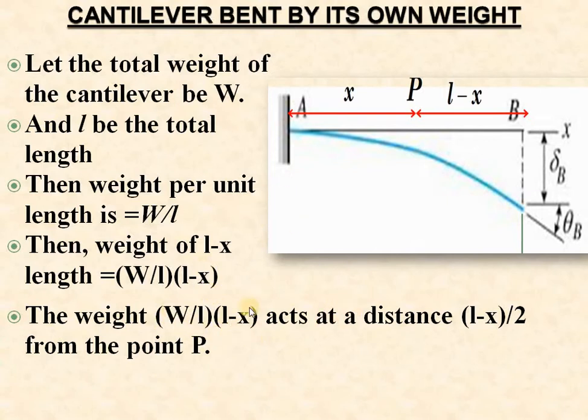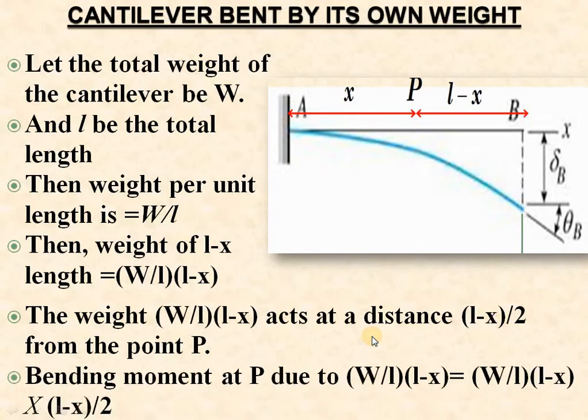Obviously you can see from the figure that the weight W by L into L minus x acts at a distance of L minus x by 2 from the point. Why do we take L minus x by 2? Because if you take the point closer to P, it is not contributing, whereas if you take the point at B, it is contributing heavily to the bending. So the average is taken, which takes into account the initial points as well as the end points. So the average is L minus x by 2. Okay, so we can now write the bending moment.